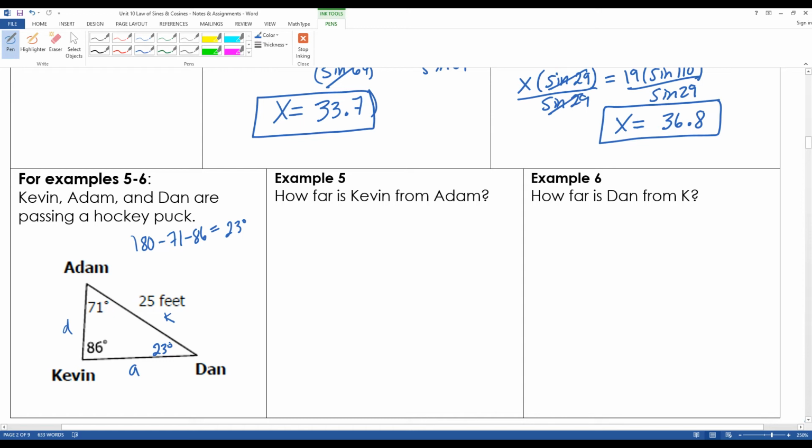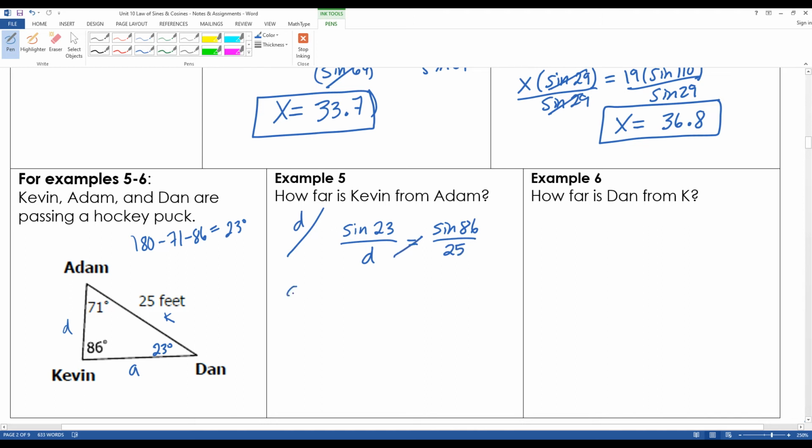Okay, now I'm going to go over to the questions and say, all right, what do we need to do here? How far is Kevin from Adam? So we're looking for D. That's from Kevin to Adam. So let's set that up. I have the sine for 23 over side D. That's what we're looking for. We have an angle with that. And then let's use Kevin's angle and his side. Sine of 86 over 25. Now we've set it up so we can find that distance.